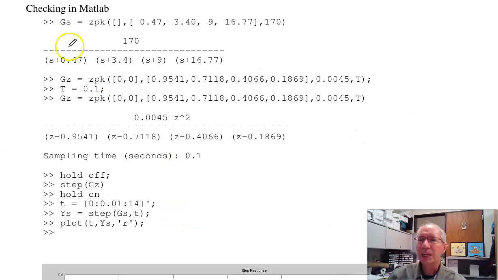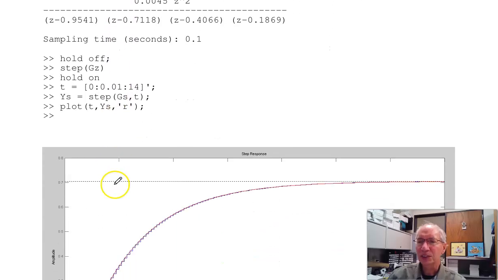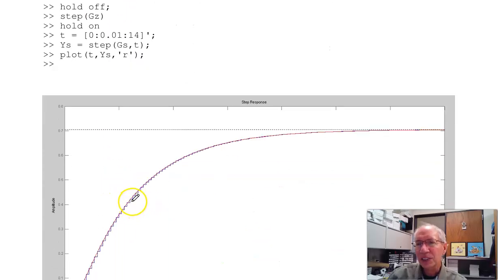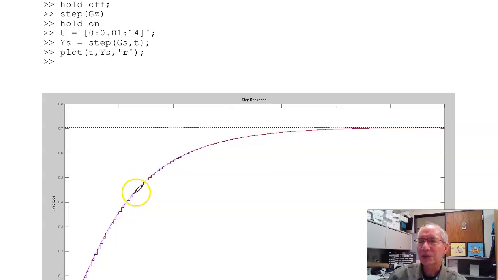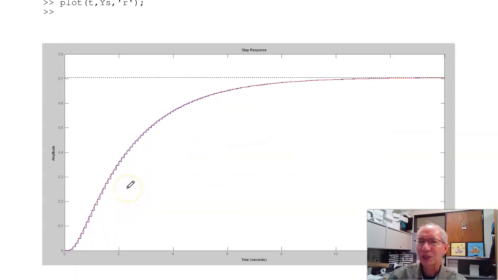If I plot the two together, here's G of S, here's G of Z. Plot the two step responses, and G of Z, if you notice, is a little bit too much delay, because I should have 2.3 zeros at the origin. I only have 2. So it's off by 0.3 zeros. Again, I can't really do that. Kind of stuck with integers. But again, same shape, same settling time, same DC gain, almost the same delay. Basically the same system.